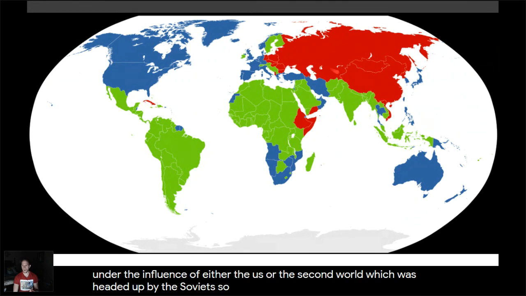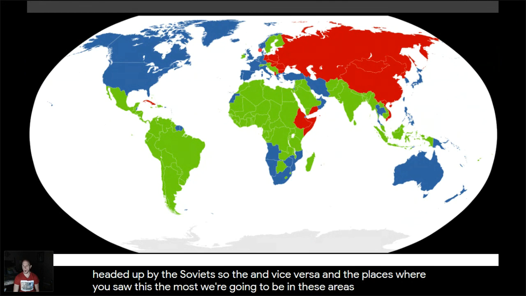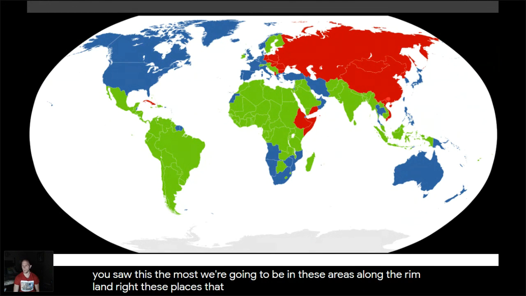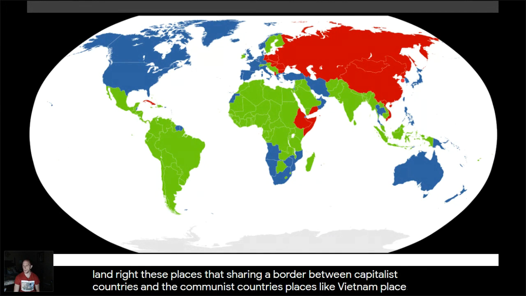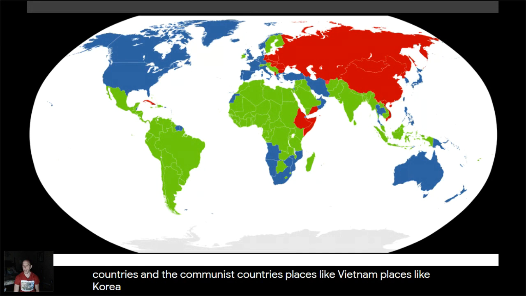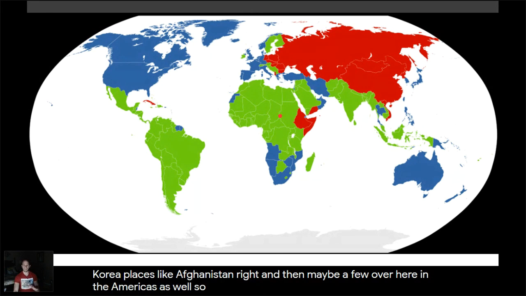So the third world were the places that we were trying to protect from communism and vice versa. And the places where you saw this the most were going to be in these areas along the rimland, right? These places that shared a border between capitalist countries and the communist countries, places like Vietnam, places like Korea, places like Afghanistan, right? And then maybe a few over here in the Americas as well. So that's the third world.